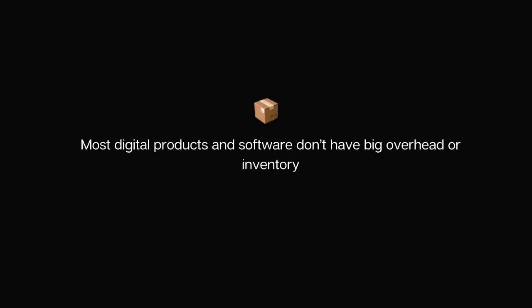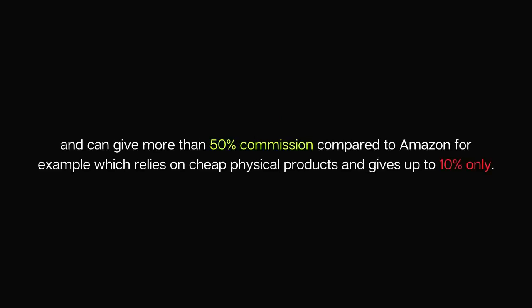Most digital products and software don't have big overhead and inventory, and can give more than 50% commission compared to Amazon, for example, which relies on cheap physical products and gives up to 10% only in affiliate commissions.